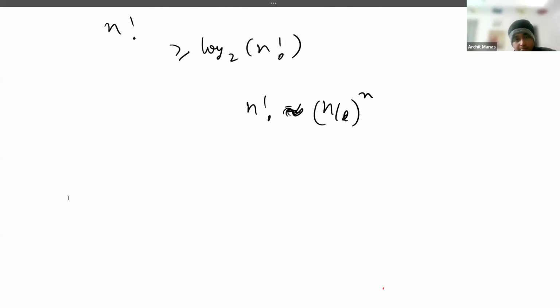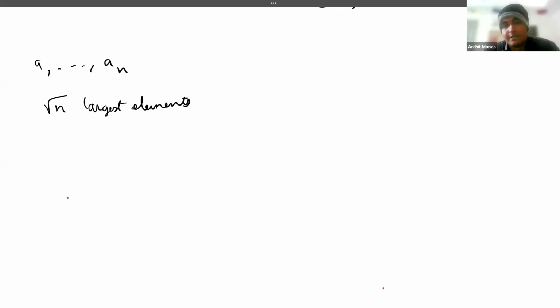There are questions like, sorry, I have sufficient time. So one question that is very important is, I have A1 through AN. I'm not interested in finding the ordering anymore. No, what I'm interested in finding is the root n largest elements, let's say, and maybe their ordering.